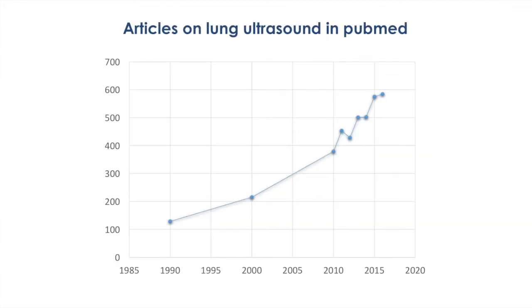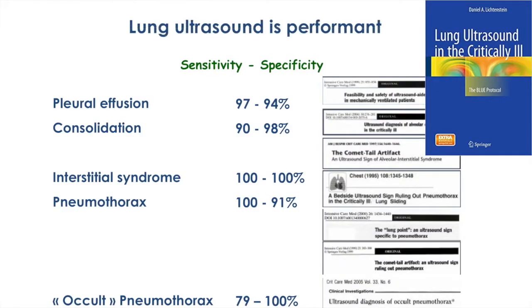There is a massive increase of interest in lung ultrasound in acute settings, reflected by the significant increase in the number of articles on lung ultrasound in PubMed. How can we assess the performance of lung ultrasound? In adults, lung ultrasound has been compared to CT scan, which is the imaging gold standard for the lung. When both imaging techniques were compared in 4 main patterns, which are pleural effusion, consolidation, interstitial syndrome, and pneumothorax, lung ultrasound had an excellent sensitivity and specificity as presented in this slide.